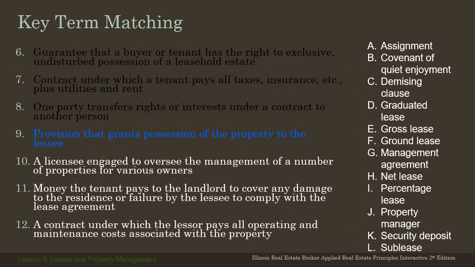The provision that grants possession of the property to the lessee, again, this would be a leasing term. There would be a clause in a lease called the demising clause, and it officially conveys the right of possession to the tenant. So the demising clause basically is the promise that the current owner of the property, who has all the rights of possession, control, enjoyment, disposition, exclusion, basically gives them up under the right of possession, if you will, to a tenant. That's called the demising clause.